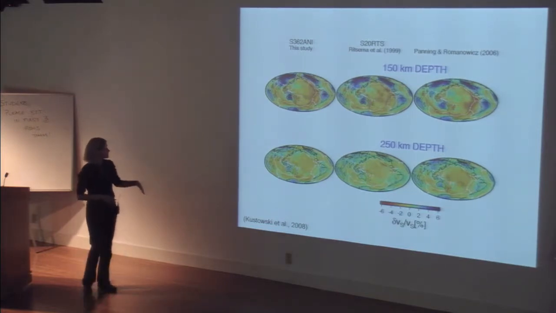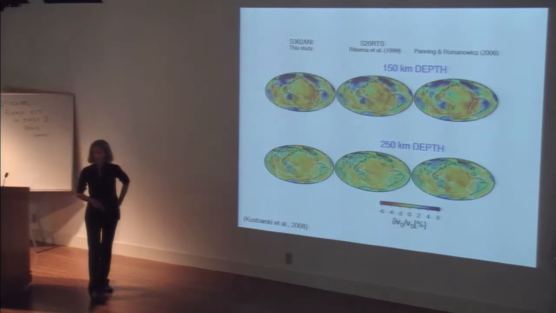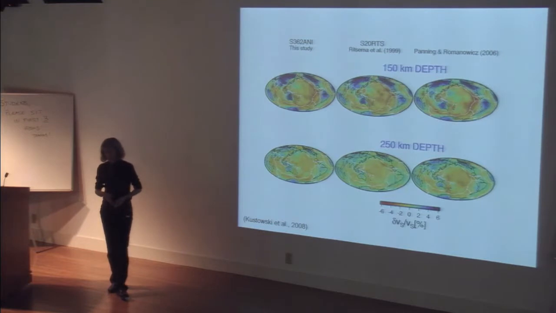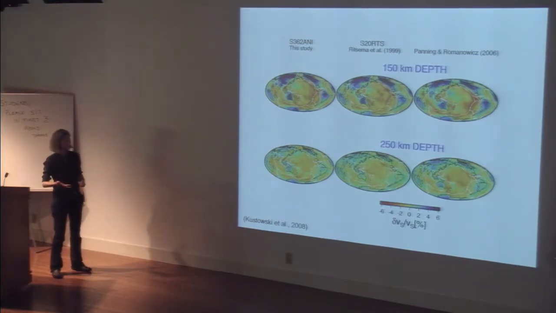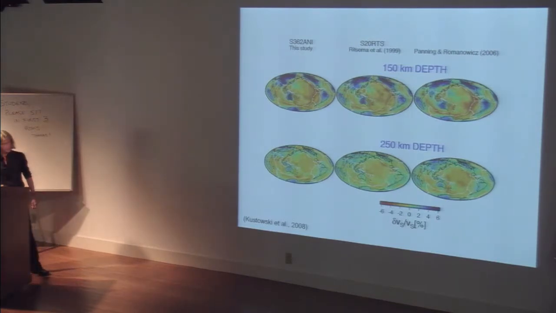Okay, and then we go down to 250 kilometers depth. Again, same basic idea. The signal is weaker. The perturbations aren't as strong. But actually, we still see a difference between the continents and the oceans. This is quite a robust feature, that even at 250 kilometers depth, there is a seismic difference between the continent structure and the ocean structure. Okay, that does go away eventually.